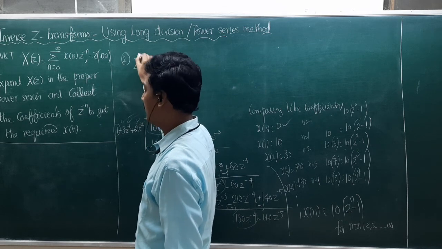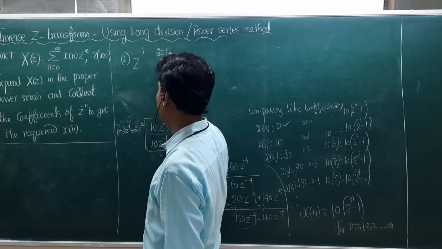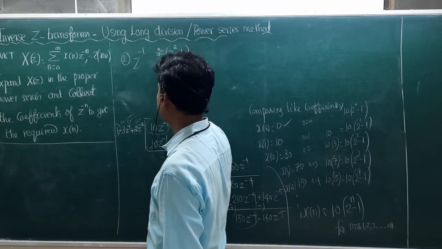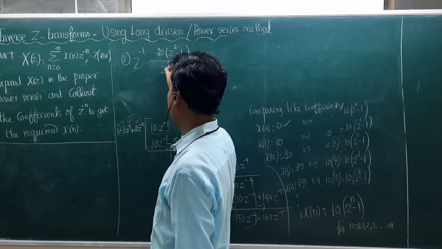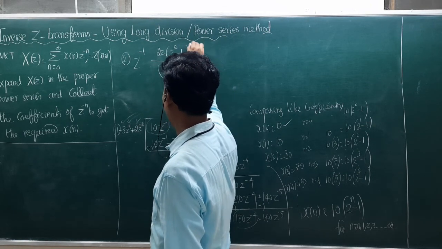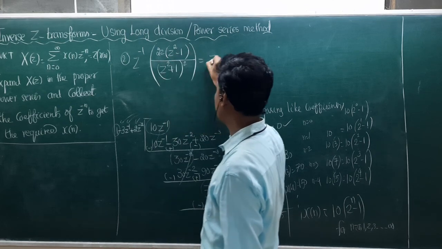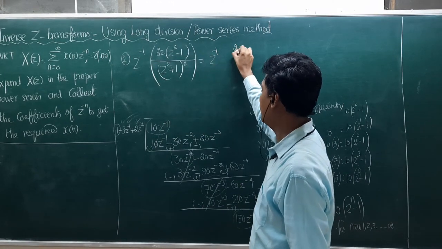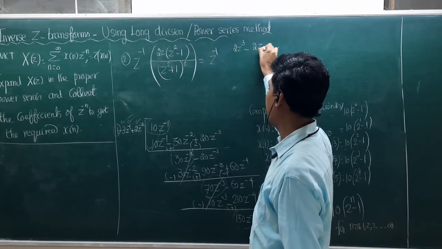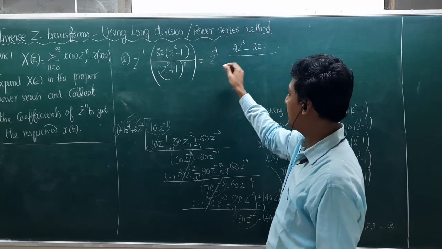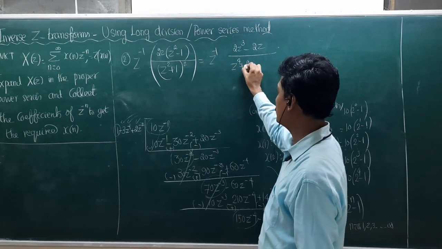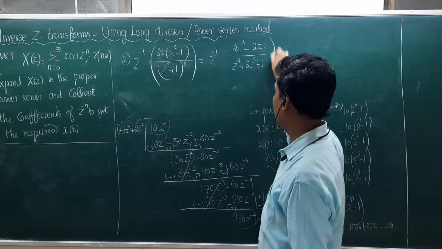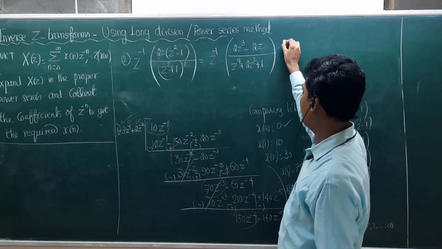Find the z inverse of 2z(z² − 1)/(z² + 1)². First of all, we can rewrite this as the z inverse of (2z³ − 2z) divided by the denominator, which we can expand to get z⁴ + 2z² + 1. Now divide throughout by z⁴.